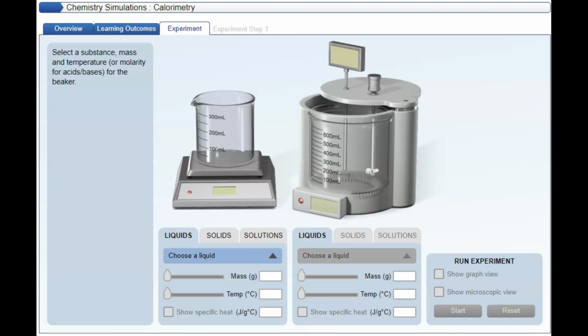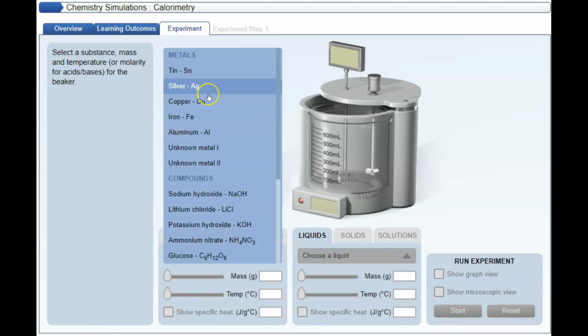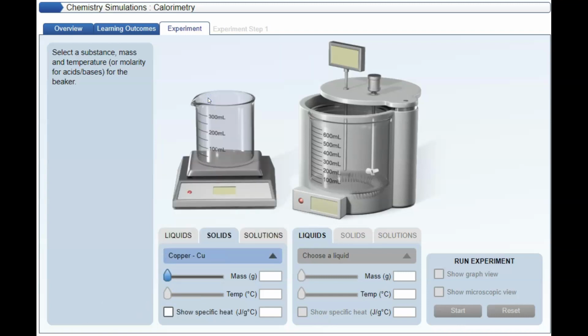All right. Okay, guys, we're going to take a look at a calorimetry demonstration here. So we're going to start by picking a solid, and I'm just going to pick copper because that's the solid that we have in one of our class examples in our notes that we either did or are going to do.